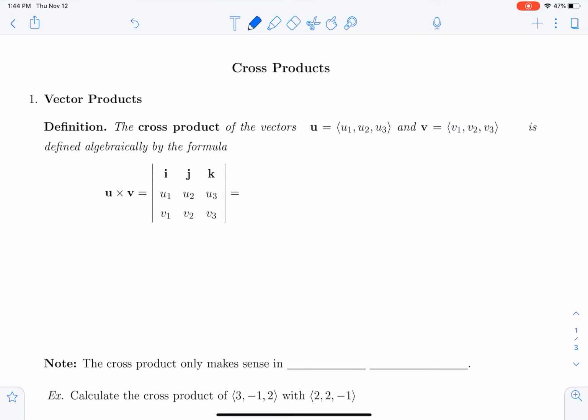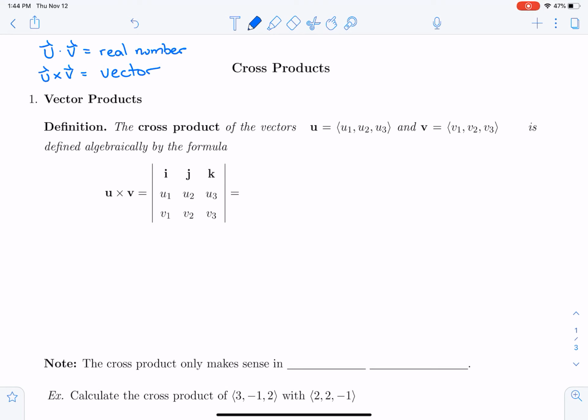In the previous video, we defined a product of two vectors called the dot product. And we looked at the vector u dotted with the vector v, and the result was a real number. Our goal today is to look at a different kind of product of vectors, and we're going to take u, and we're going to take the cross product with v, and our result is actually going to be a vector.